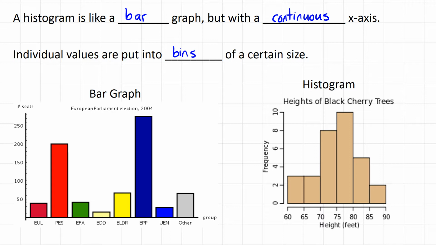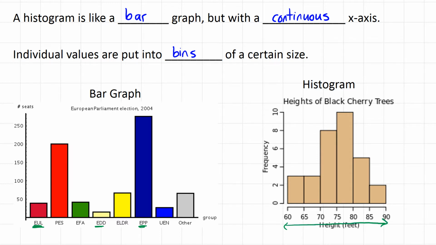So for a bar graph, what you see is that each bar represents some unique or different set of values. So here in the bar graph on the left, this is some party in the European Parliament, and the bar graph is showing the number of seats they won. But each party along the x-axis is some unique thing. On a histogram, running along the x-axis are a continuous set of numbers.